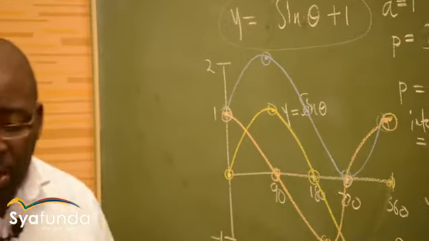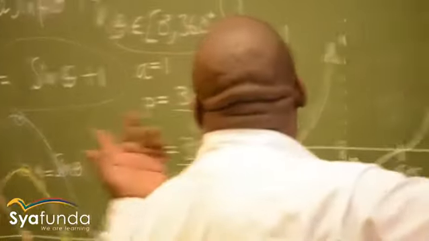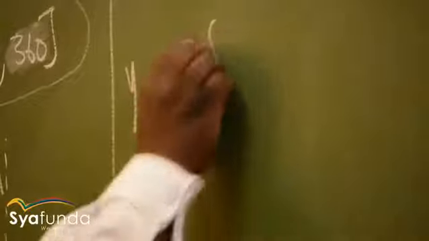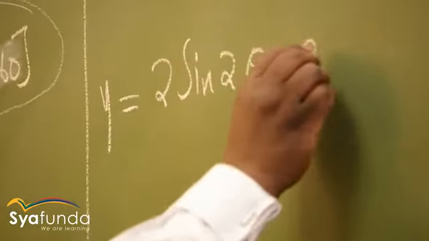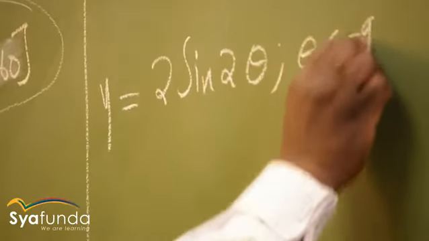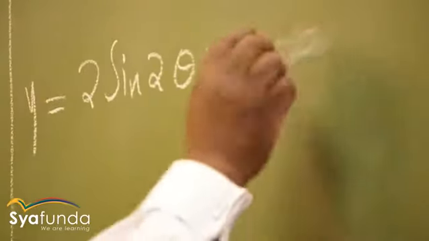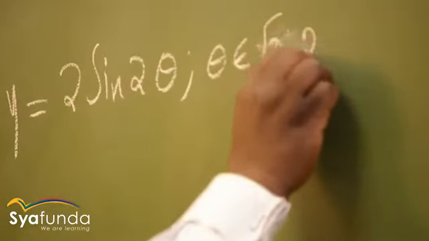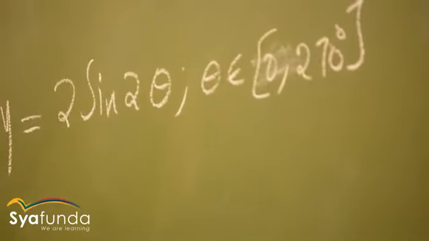Now, I want us to change the period once more before we go to exam papers. Let me just take this one. y is equal to 2 sine 2 theta, where theta is an element of 0 and 270. Now, how do I go about sketching that graph between 0 and 270?